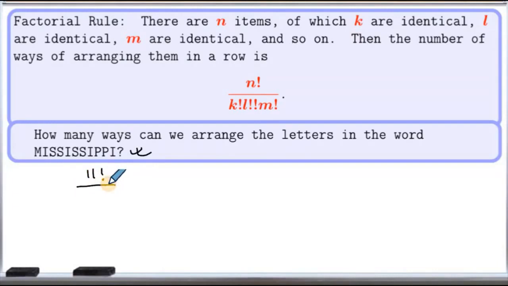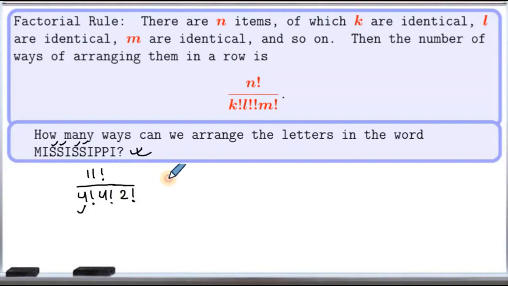Now let's look at the identical letters. There are 4 S's. So we will put 4 factorial down here in the denominator. Then how many I's do we have? 1, 2, 3, 4. So there are 4 I's. Then we will put 4 factorial in the denominator. And we have 2 P's, so we'll put 2 factorial in the denominator. Basically for the denominator, we have 4 factorial times 4 factorial times 2 factorial.